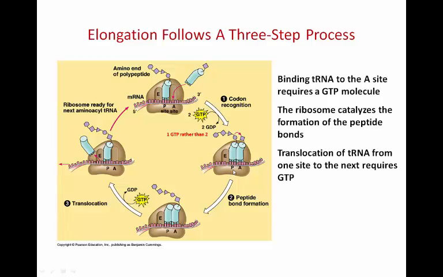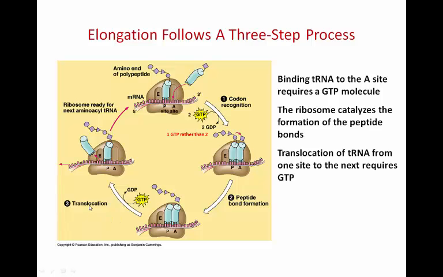And now we have a tRNA with a peptide chain on it in the P site, and we have an aminoacyl tRNA that's in the A site. And again, the amino group here reacts with the carbonyl group here. And now we've transferred this entire peptide chain to the tRNA that's in the A site. This is peptide bond formation.